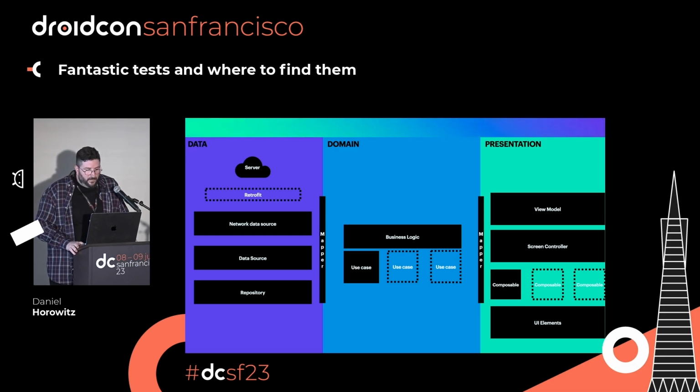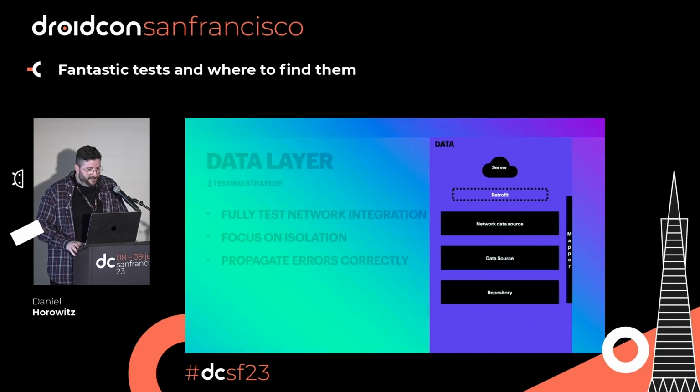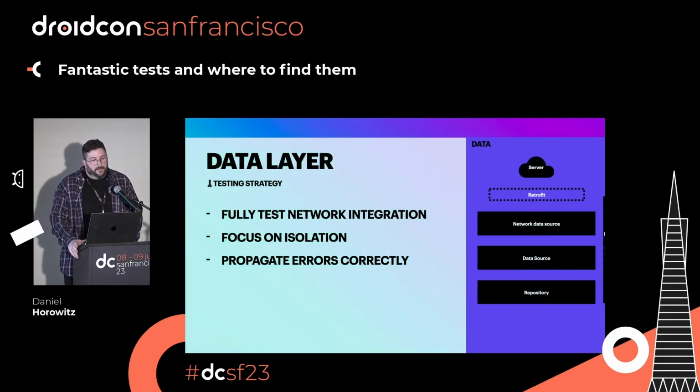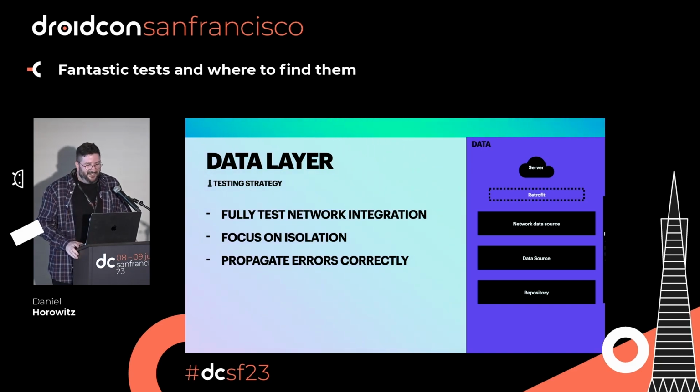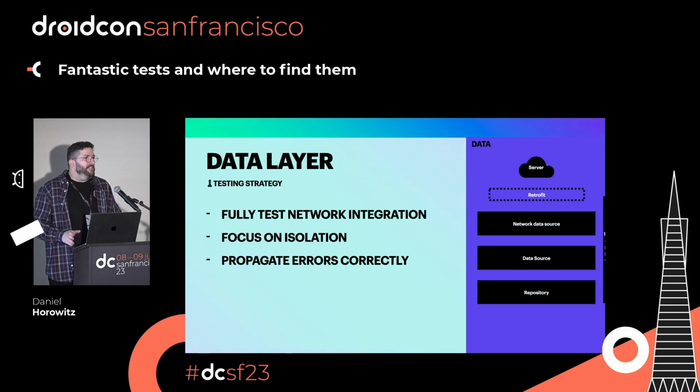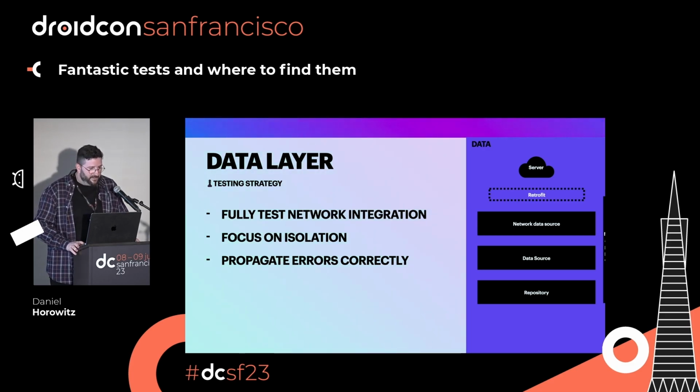So let's go through first the data layer. So some things that I like to do here is to fully test the network integration. We will see an example about that. Focus on the isolation, so keeping backend stuff separated from your code. This really helps. Your future self will pat you on the back if you do this. And in some cases, you want to propagate the errors correctly, especially if you're working with polymorphic responses or server-driven UI. This is super important. We will also see some applications of that.